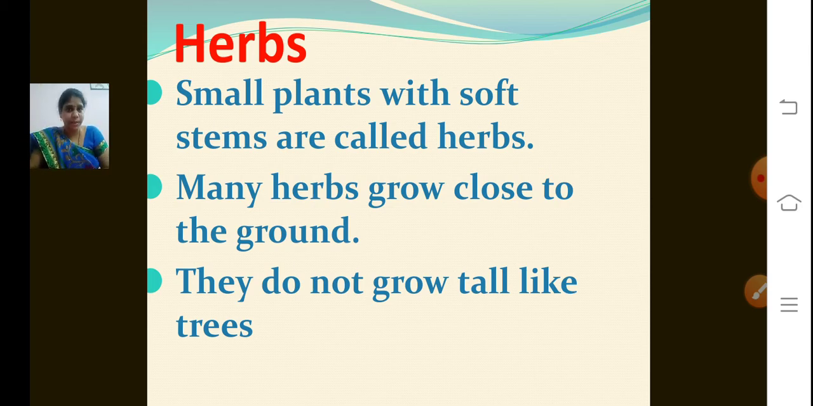So what are herbs? Small plants with soft stems are called herbs. Many herbs grow close to the ground. They do not grow tall like trees.